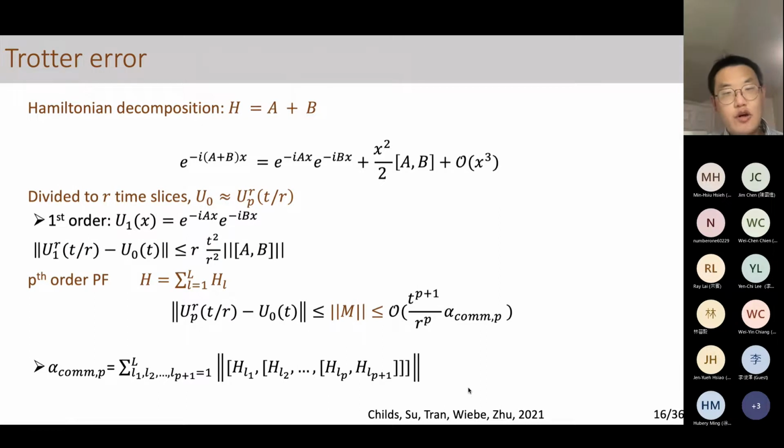Okay, and in the Trotter error paper in 2021, they show that this error can be upper bounded by some spectral norm of the commutators. In the first order, this is just the spectral norm of the commutator of A and B. But for the higher order Trotter methods, this error is t to the power p plus 1 over r to the power p, but times another parameter. This parameter is related to the commutators. It's a summation of different kinds of the spectral norm of the nested commutators. Okay, this is the result for the Trotter error. It's the worst case error analysis.